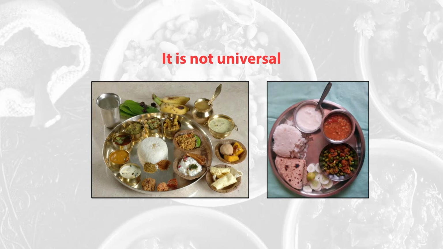Unless you contextualize the knowledge, you will not be able to tell your students clearly and efficiently. So as I told you, balanced diet is not universal. One I have shown you from the southern part of India, and you can see two different balanced diet pictures here also. So it means that balanced diet means a diet which includes everything.